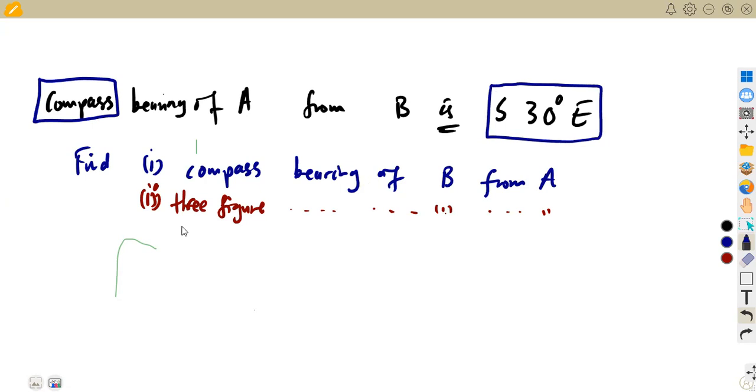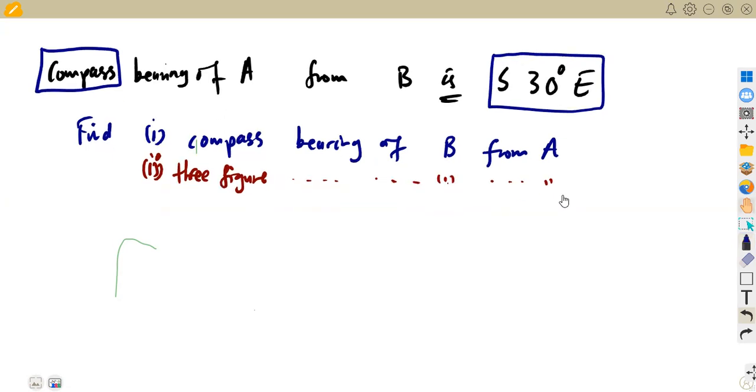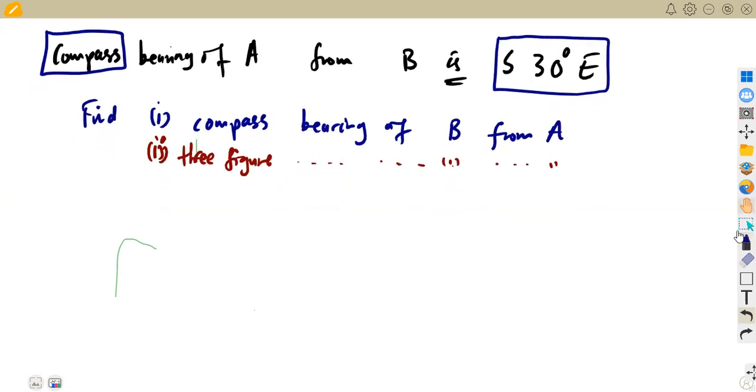Three-figure bearing is the one that you take from the north in a clockwise direction. Compass bearing, you take the information from the poles that you are given. What is important, like I said, is to have a sketch, but our sketch is always taken from B. So from B, we are going to have our north pole here.